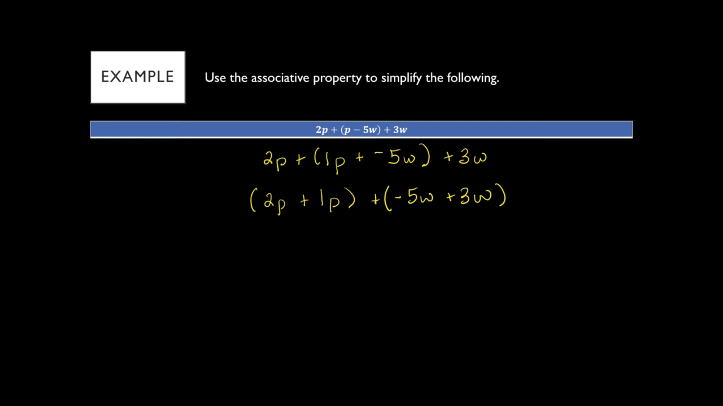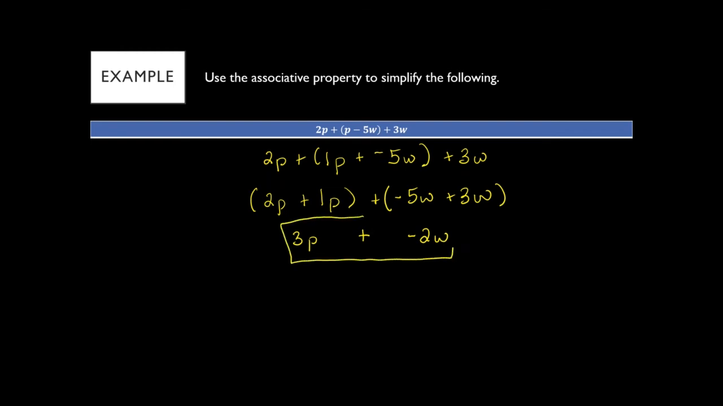So by grouping things this way, we can see we've grouped the things that are like terms together, and then we just combine them because we want to simplify. So simplify means now you want to also add what you can. So if we have 2p plus 1p, 2 plus 1 is 3. So we have 3p, and then I have my plus sign in the middle. And then a negative 5w plus 3w. So you do negative 5 plus 3, which is negative 2w.